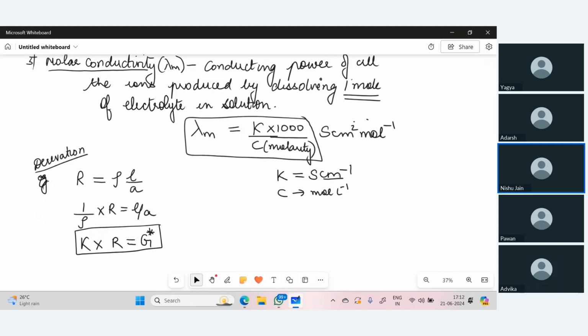This is the same thing as R is equal to rho L by A, because in numericals mainly we use the relation between conductivity and resistance. So that is the relation: conductivity into resistance is called cell constant, which is L by A. And write down the value of cell constant.